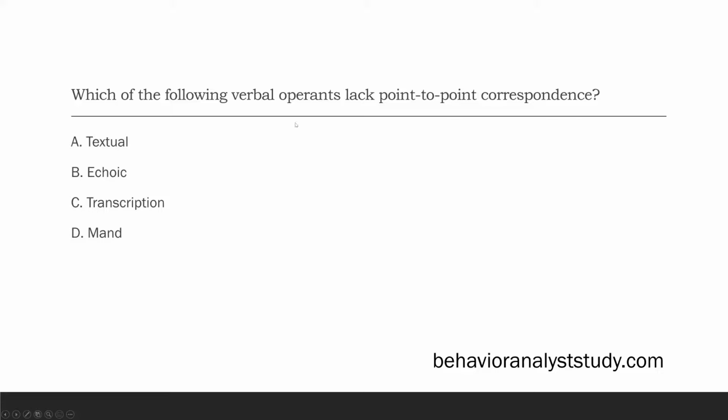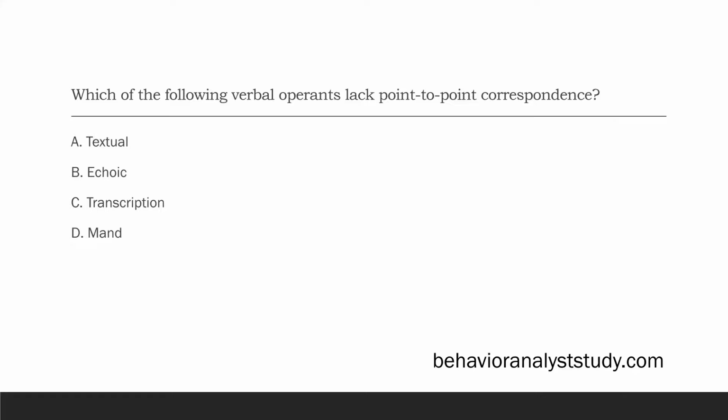So we need to identify the verbal operant that lacks point-to-point correspondence. A, textual. What are we doing? Well, we're going to read exactly what's written. That's a textual. It should have point-to-point correspondence. B, an echoic, we just went over it. Echoic is the most obvious one because without point-to-point correspondence, it's just not an echoic. It's more than likely an intraverbal. C, a transcription. We're writing exactly what we're hearing. So if I write what I hear, those two things have point-to-point correspondence, right? You're taking notes verbatim, that's point-to-point.